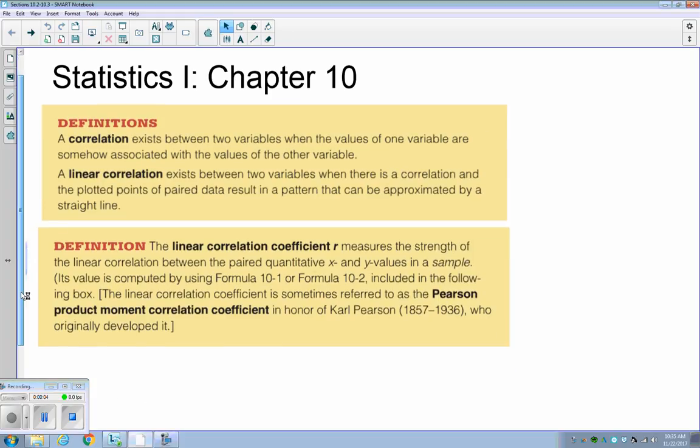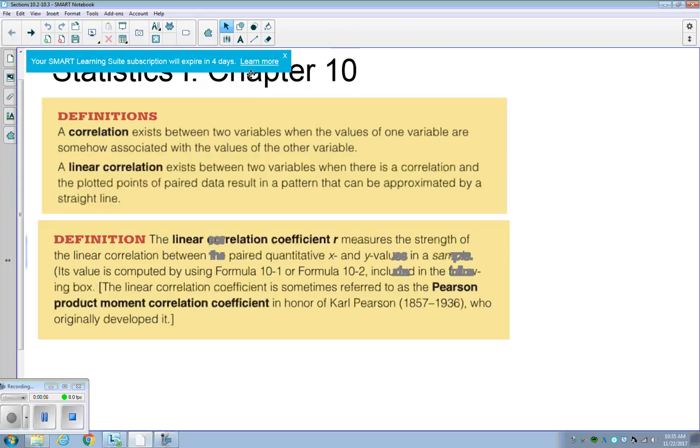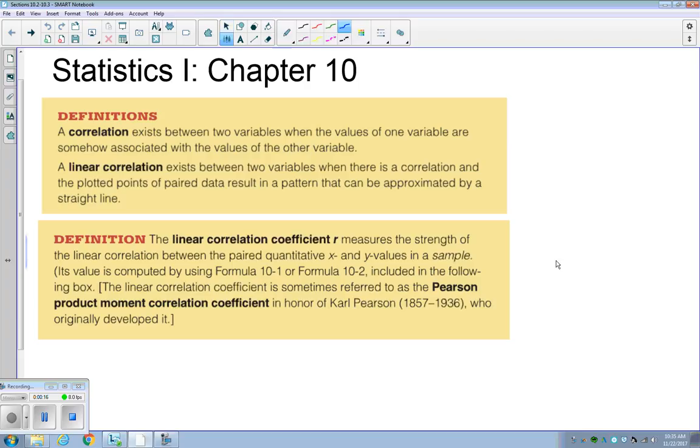Okay, so today we're going to do Chapter 10, the two sections that are left for the entire course. Yay, right? And we're doing correlation. Correlation is when one variable has a relationship with another variable. So in a correlation, the two variables are somehow related.